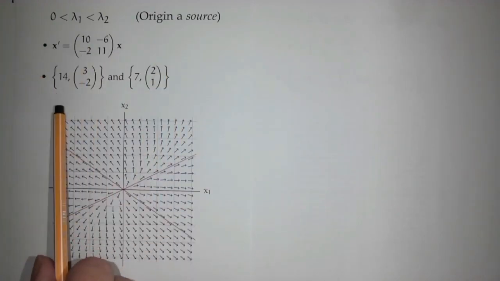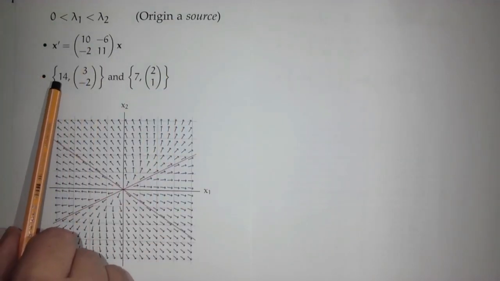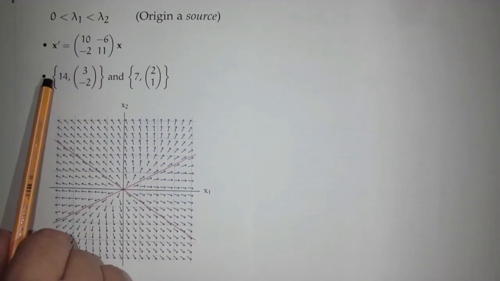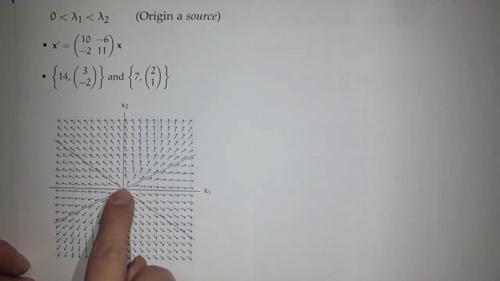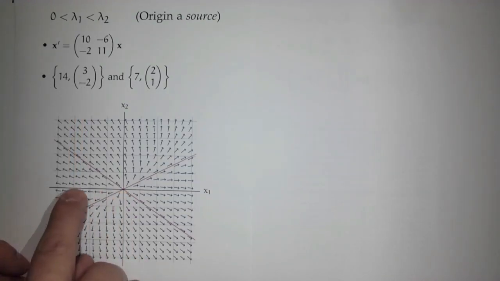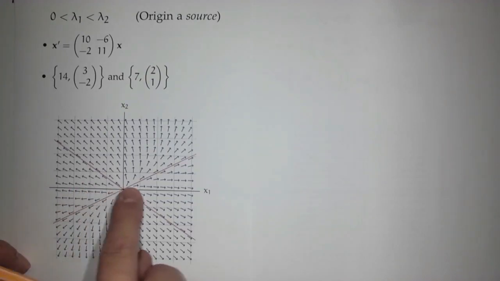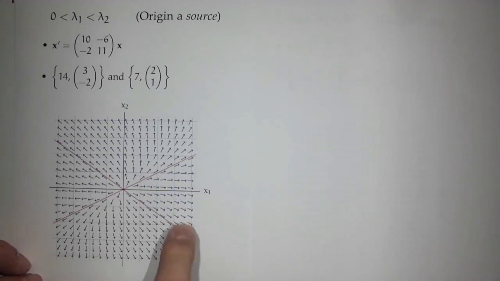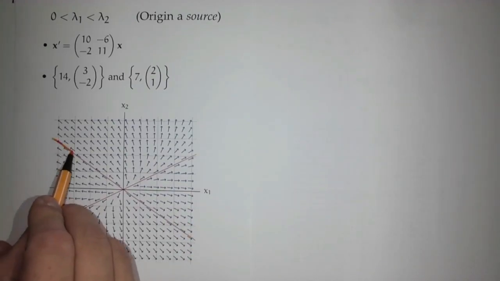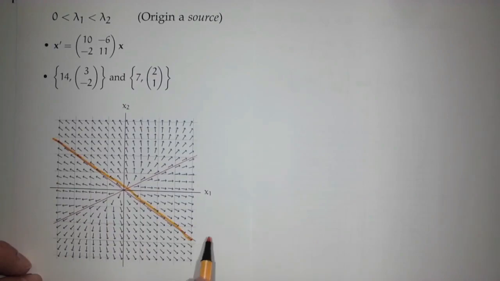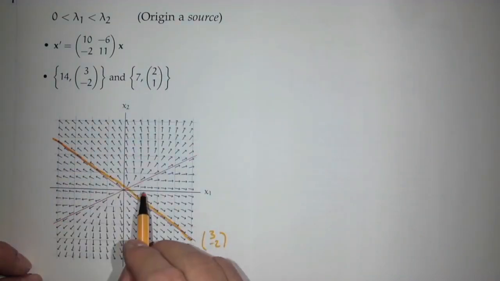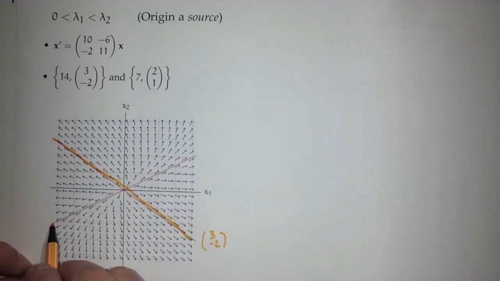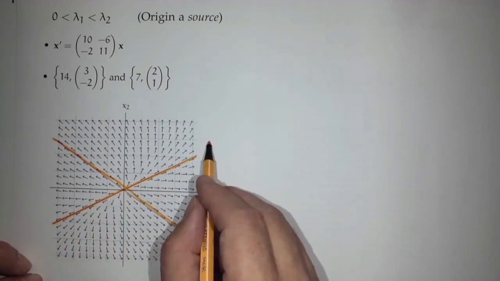The second line here says, look, you've got some eigenvalue and eigenvector pair. So eigenvalue 14 points in (3, -2). Well, (3, -2) says go over 3, that's positive 3, down 2. So this part right here, this is the (3, -2) direction. Other eigenvalue is 7, and that'll point in (2, 1). And so that's over 2, up 1, over 2, up 1. So this is the (2, 1) direction.